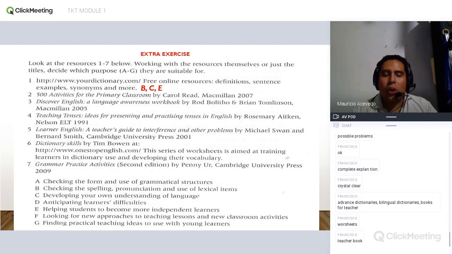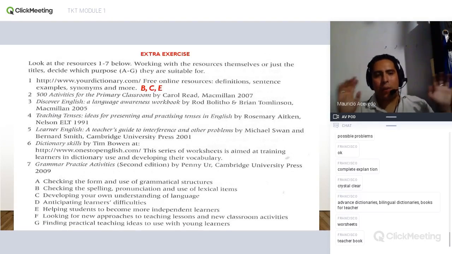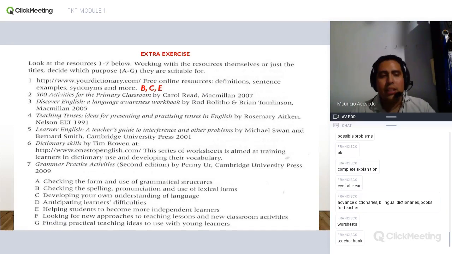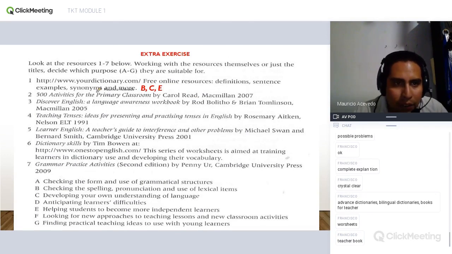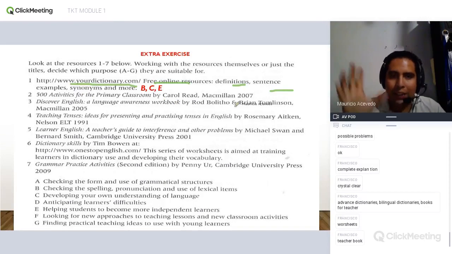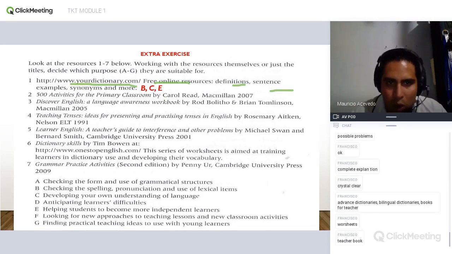Now let's go with your extra practice. And this is the last exercise for today so that we can rest. Look at the resources from 1 to 7 below, working with the resources themselves or just the titles. Decide which purpose from A to G they are suitable for. For example, we have number one, yourdictionary.com, a free online resource for definitions, sentence examples, synonyms, and more. So we have the title and then we have the web page or the resource.